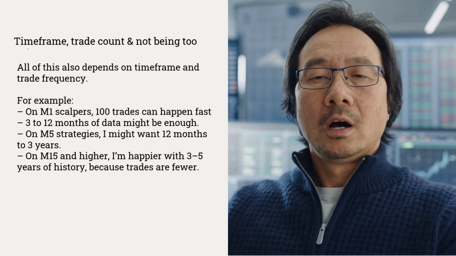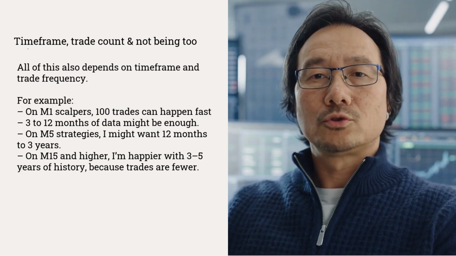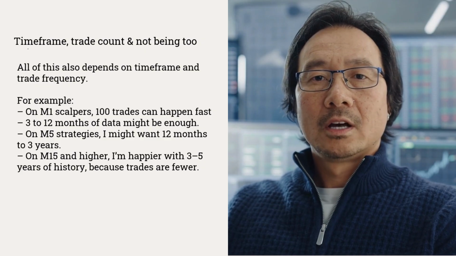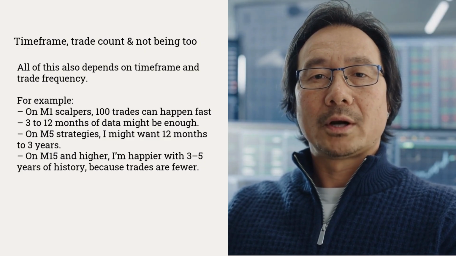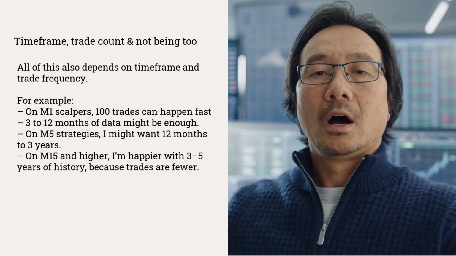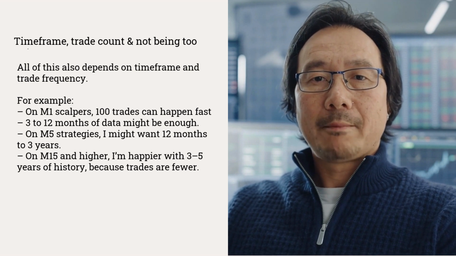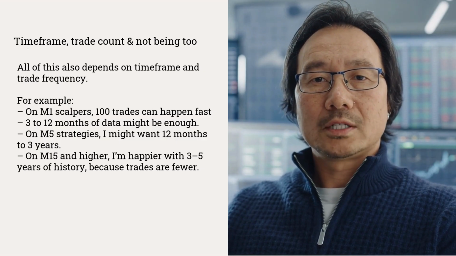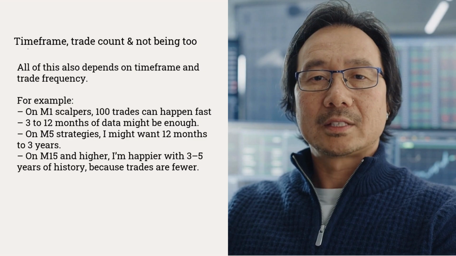For example, on M1 scalpers, 100 trades can happen fast. 3 to 12 months of data might be enough. On M5 strategies, I might want 12 months to 3 years. On M15 and higher, I'm happier with 3 to 5 years of history because trades are fewer. The point is, your minimum 100 trades rule shouldn't be fighting the reality of the time frame.